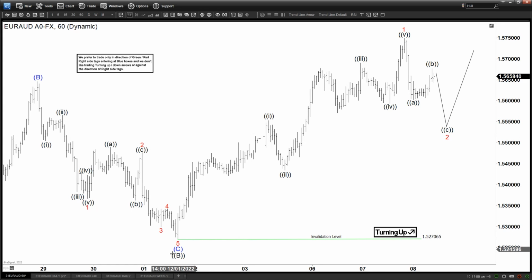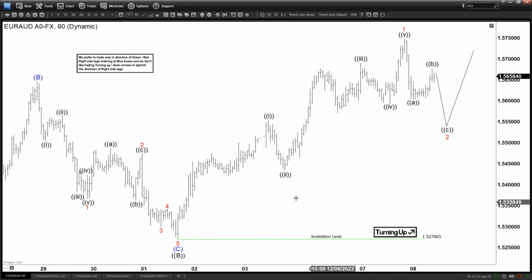So the expectation is very simple then. We expect any pullback, if that happens, you should find support, you should find buyers, and then continue to go higher as long as we don't break below 152.70, the previous low over here.